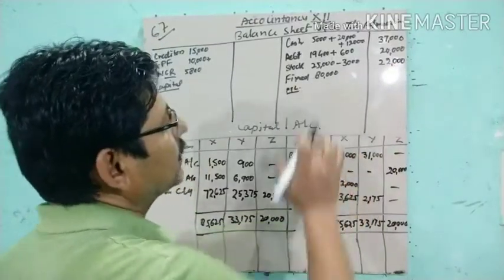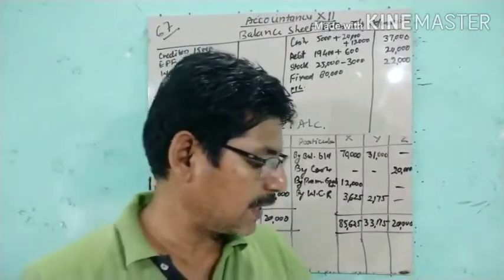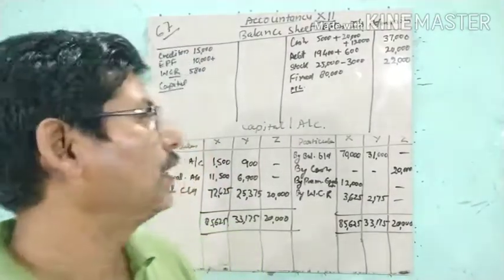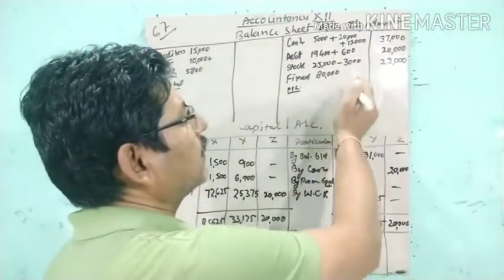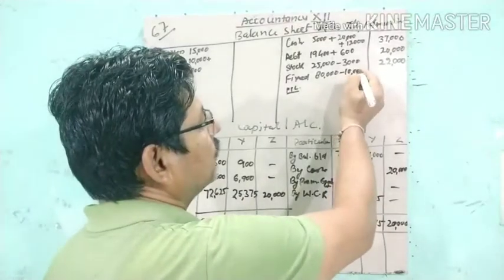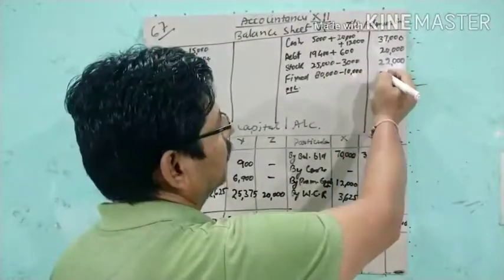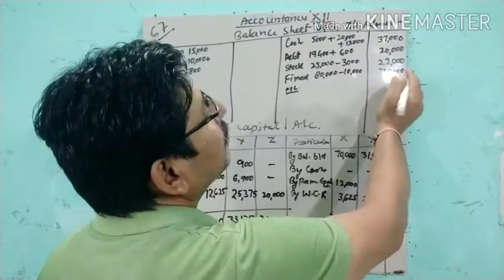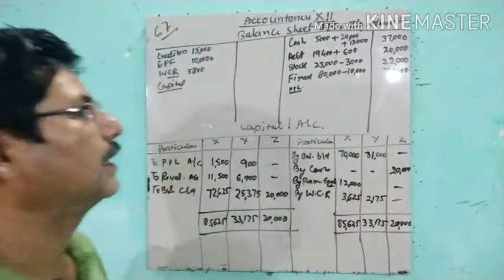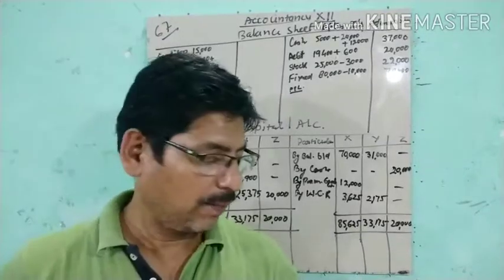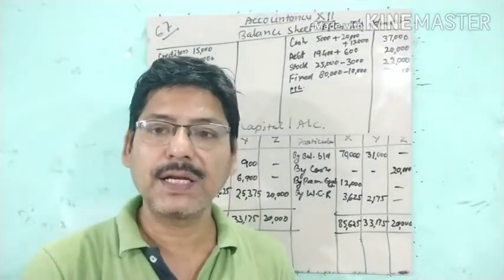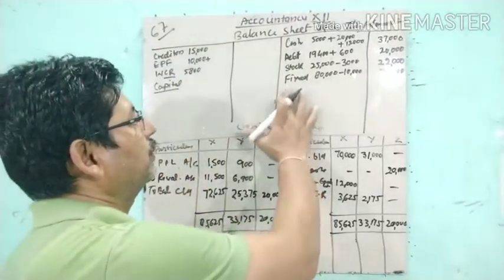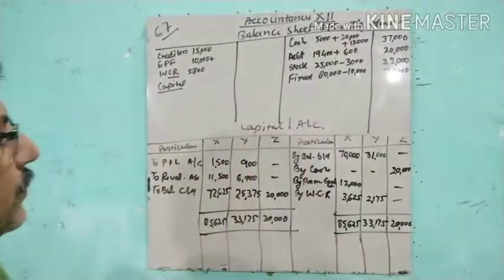Then comes fixed assets. It says that fixed assets are to be revalued at 70,000. Means it was 80,000 earlier, now it is 70,000. Means 10,000 value has been decreased. So it is 70,000 value of fixed assets. And there is P&L account. P&L account balance is there. So it has been debited to partners' capital account. So it won't be shown here. Okay.